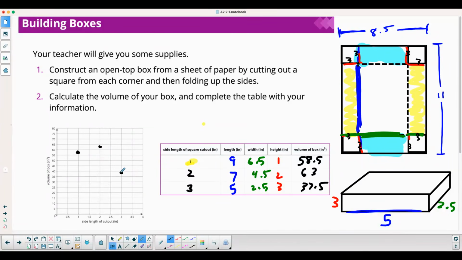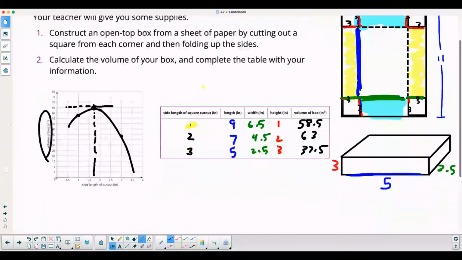Now, if we were in class, we might do some more numbers. I could give different groups different sizes, but basically what's happening is you get a shape somewhat like that. So the key is, since volume is on the y-axis, we want the maximum volume. So the maximum volume is going to be right around that point, which would have a side cut out of roughly 1.75.